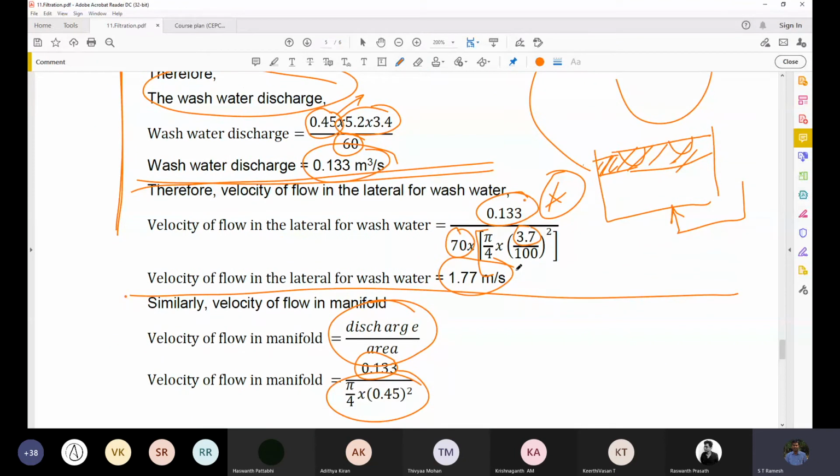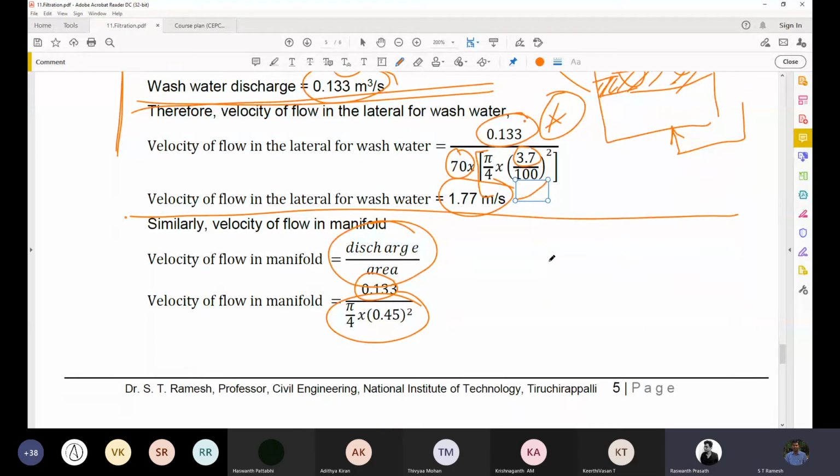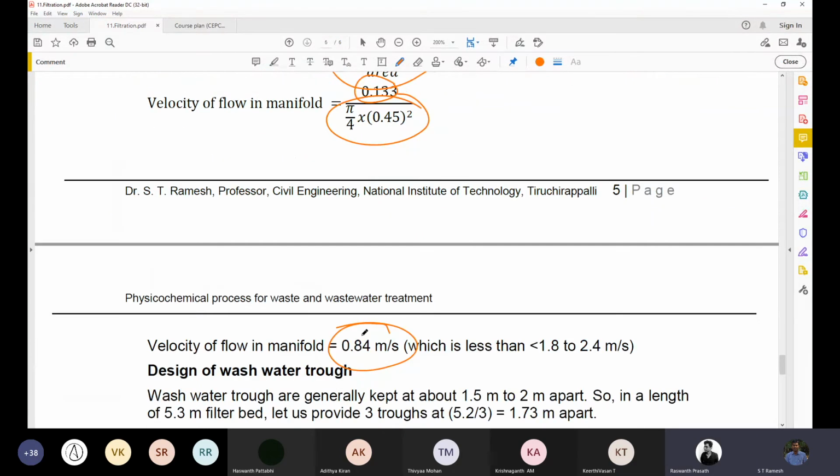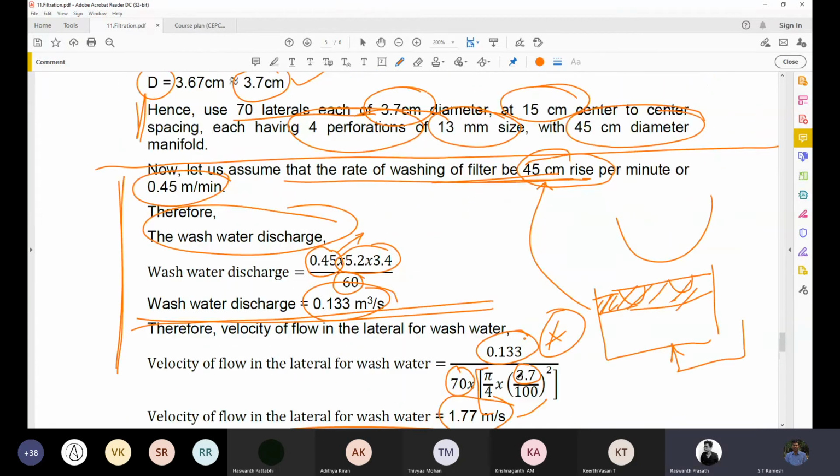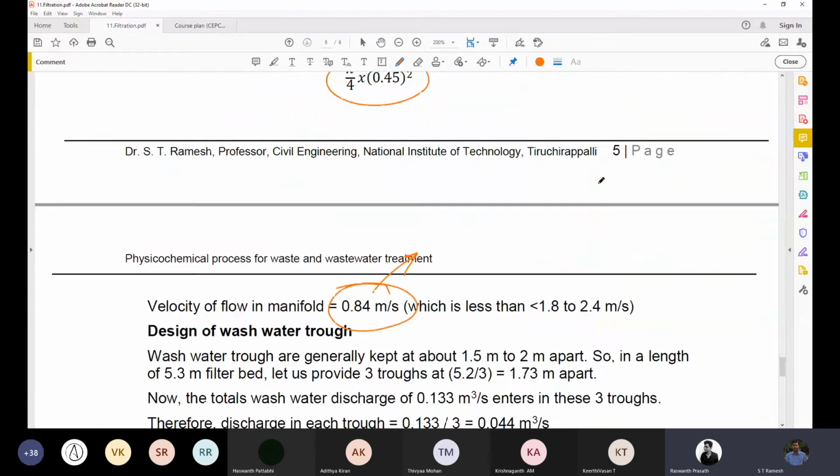If I allow the bed to rise for 45 centimeter, I am in a position to supply backwash water through the laterals of almost 1.77 meter per second, and through your central manifold pipe as 0.84 meter per second. Okay, so with the level of 0.84 meter per second, I could rise the water with the level of 45 centimeter in the wash water trough. Is it okay? Yes, sir.